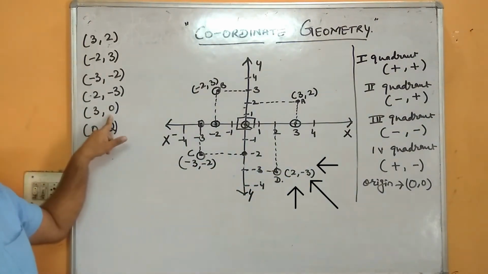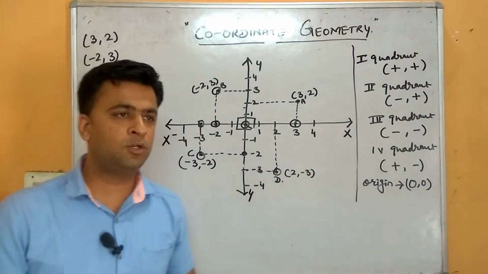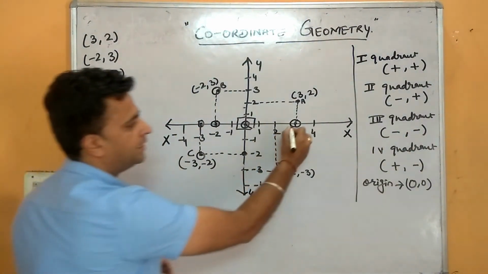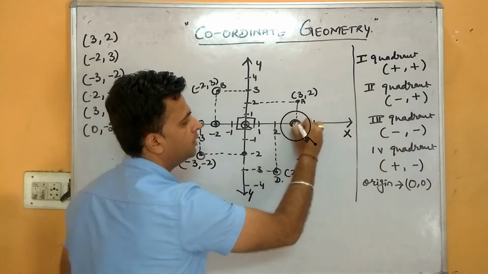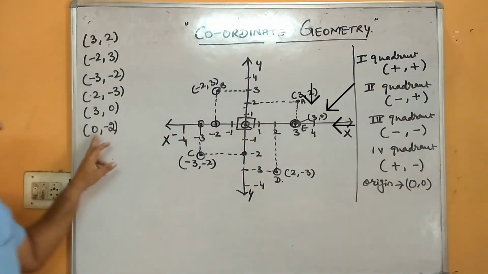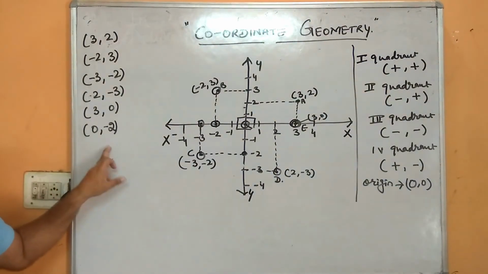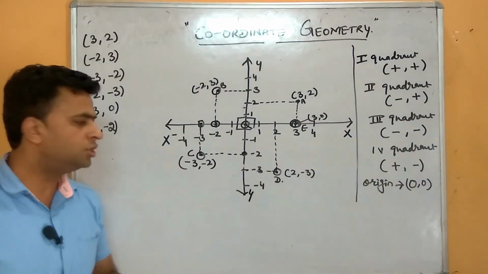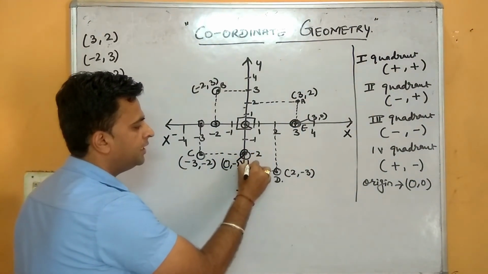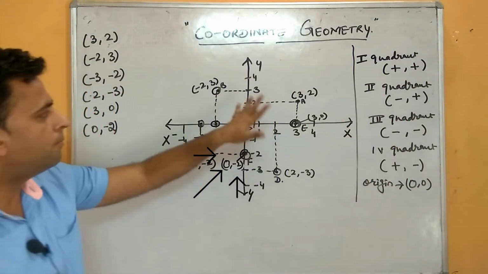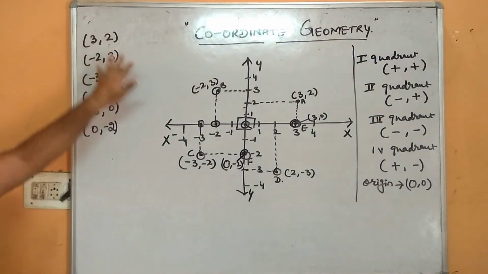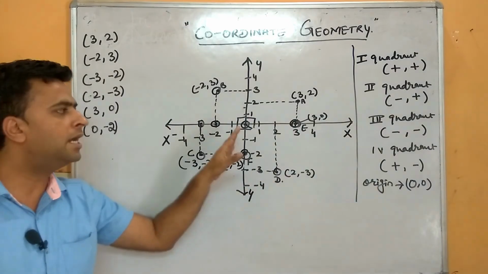Next one we have 3 and 0. It will lie on the x-axis because y is 0 and x is non-zero. So it will lie on the x-axis, that is 3, 0. This is the point 3 and 0, and we give the name E to the vertex. Last one we have 0 and minus 2. It will lie on the y-axis because the value of y is non-zero. So 0 and minus 2. This point is vertex F. So by looking at the quadrants, we can plot the coordinates, the values of x and y, on the Cartesian plane, on the xy plane.